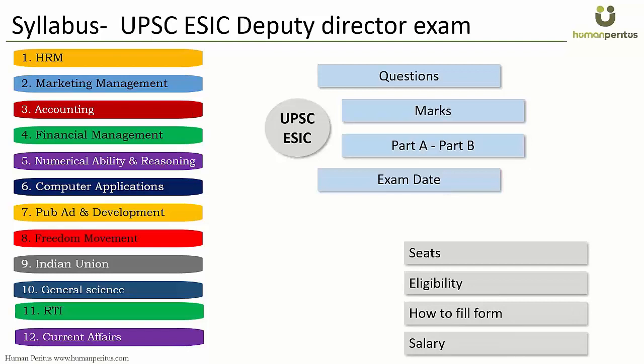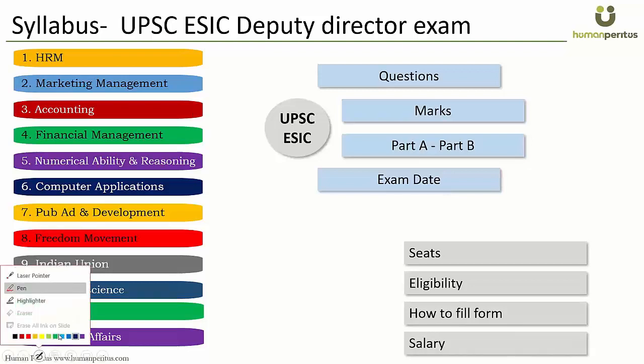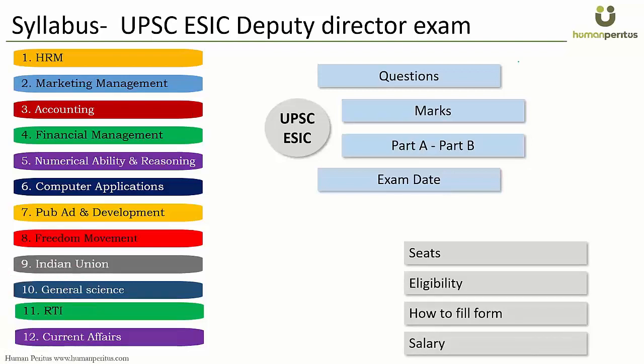So for UPSC ESIC, quick points that we are expecting: there will be 120 questions with, I think, 300 marks, each question of 2.5 marks. It can also be 100 marks, but that doesn't matter. Part A, Part B. Part A is English, which will have 20 questions, and the remaining questions will be from Part B of the syllabus.